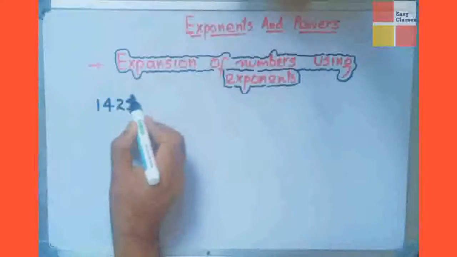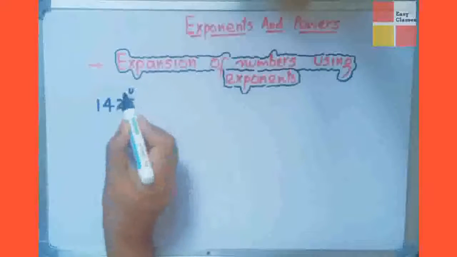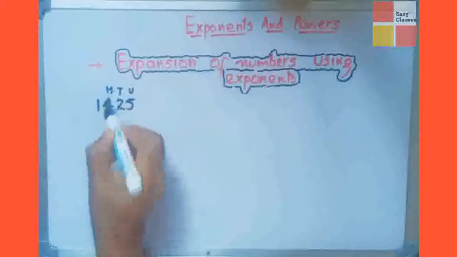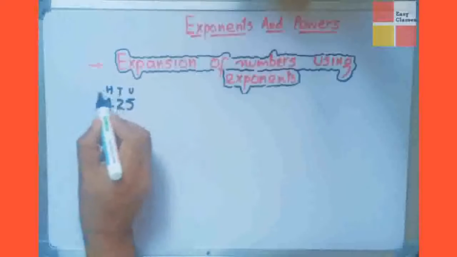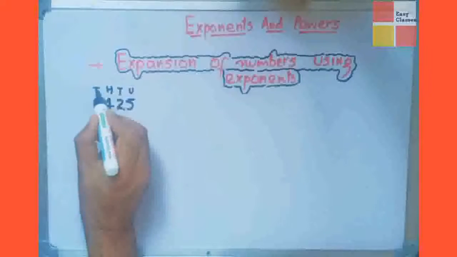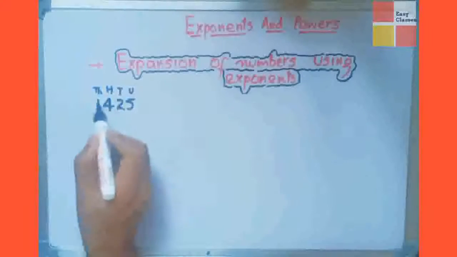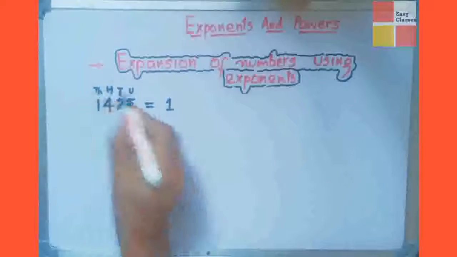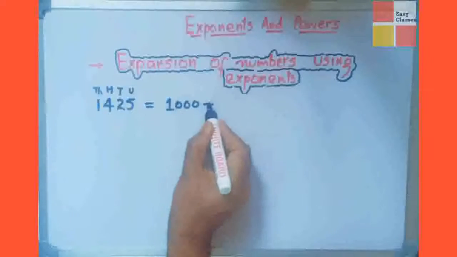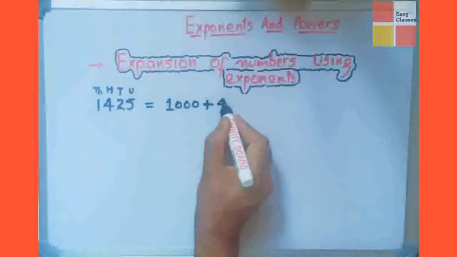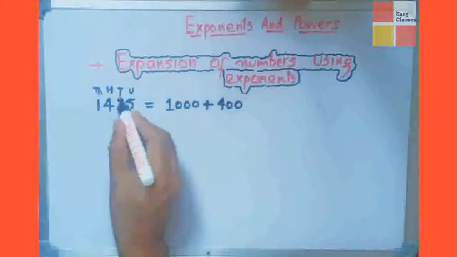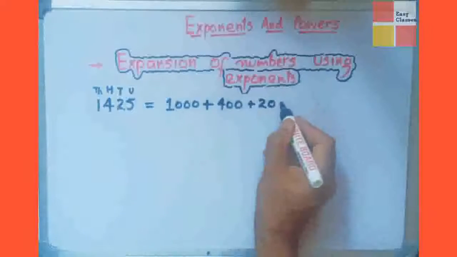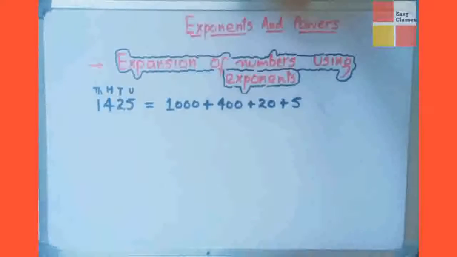Okay, we know that 5 is at units place. 2 is at tens place. 4 is occupying the hundreds place, and this 1 is occupying the thousands place. Right. So it's actually 1000, which means 1. We can expand this 1000 plus 400. 2 tens means 2 into 10, that means 20, plus 5 ones means 5 into 1.